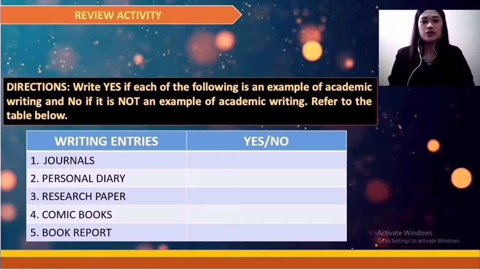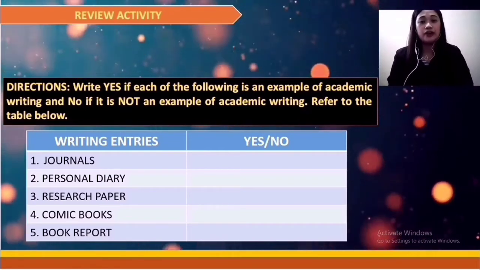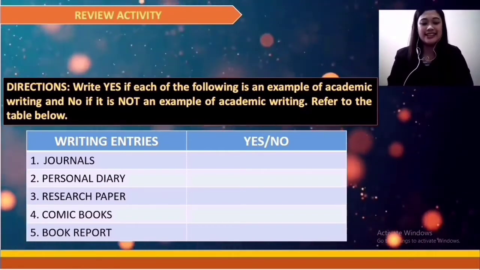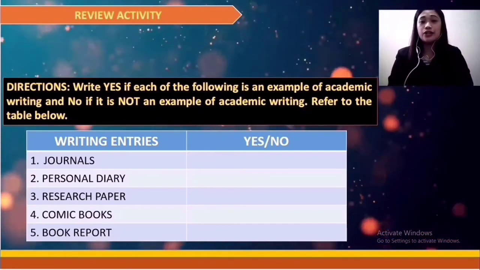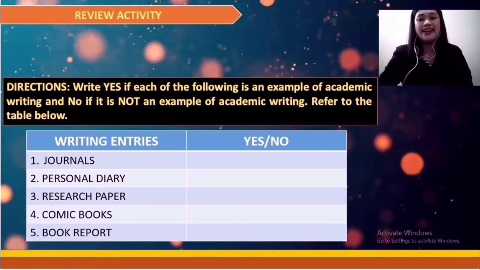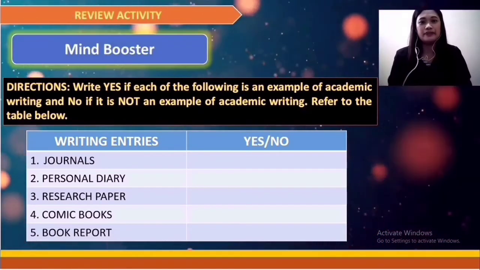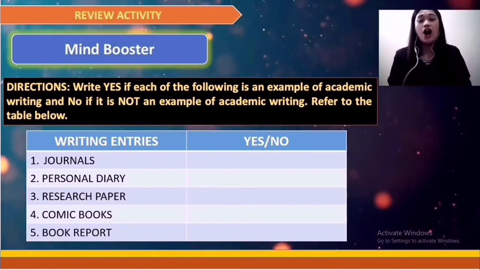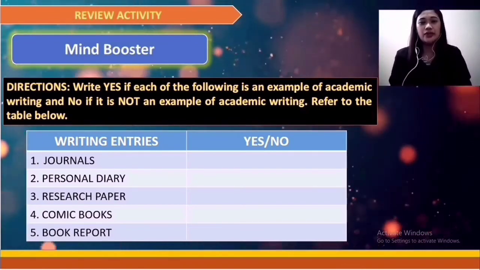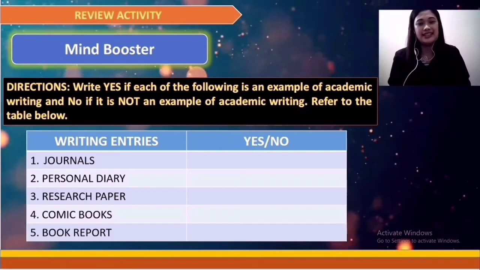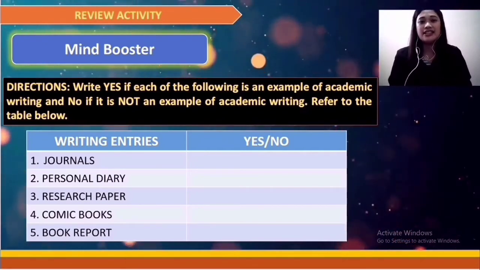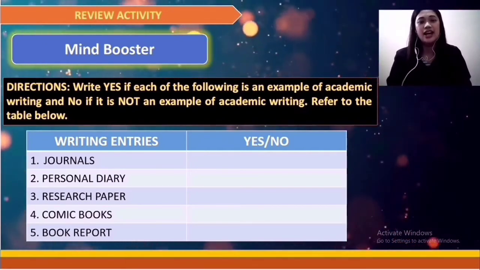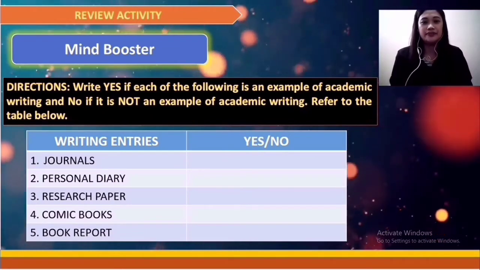Now, in your previous module, you studied more about the features of academic writing. Now, it's time for you to recall what you have learned by answering this mind booster. Directions: Write yes if each of the following is an example of academic writing, and no if it is not an example of academic writing.